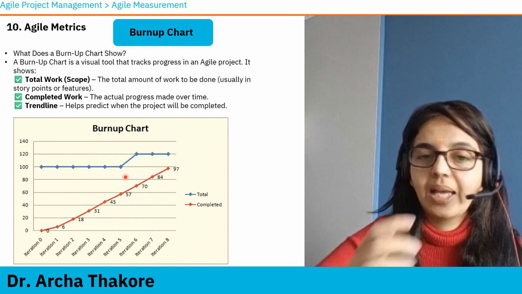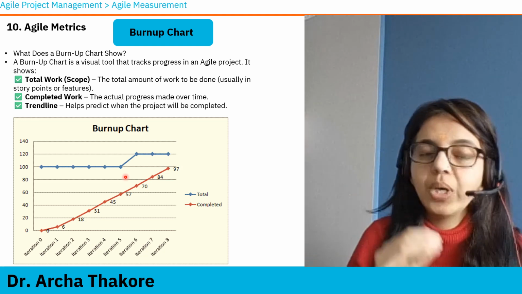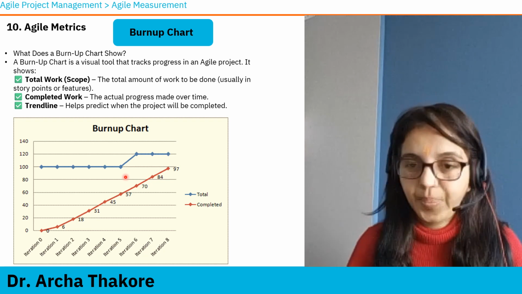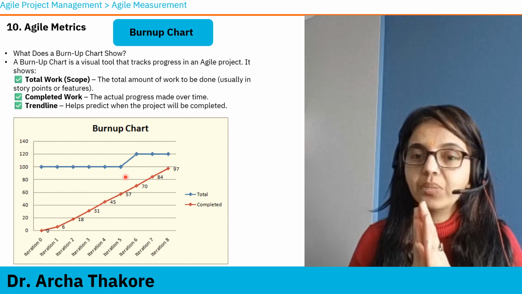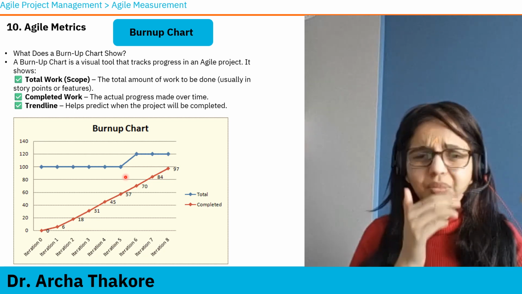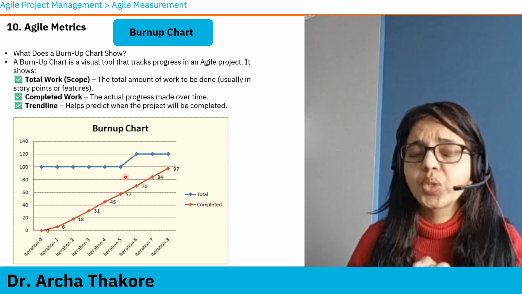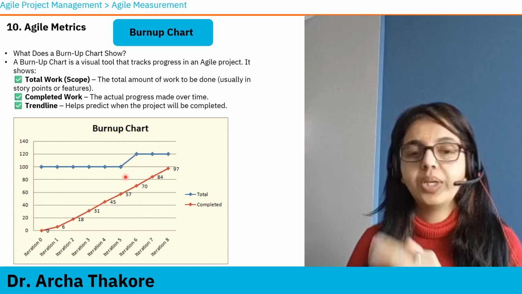That's why this hike you're seeing. Now, a burn-up chart shows how much work the team has completed. Remember it like this: up, upside, that means progress, how much work the team has completed. Sorry. Burndown charts show how much work is left. So up is completed, down is left.